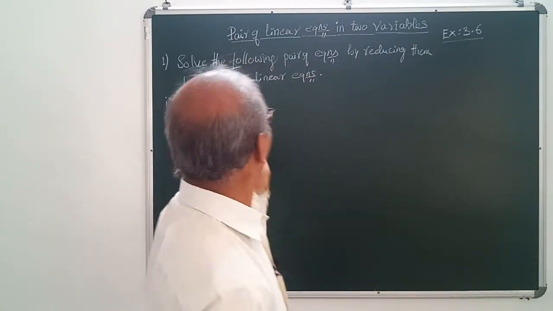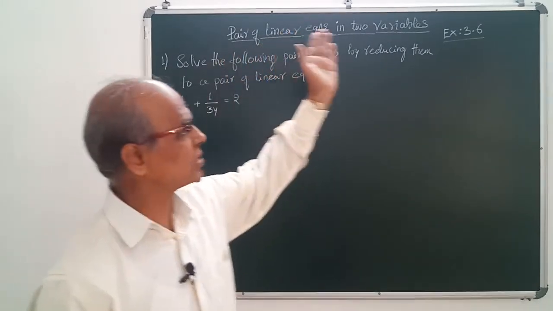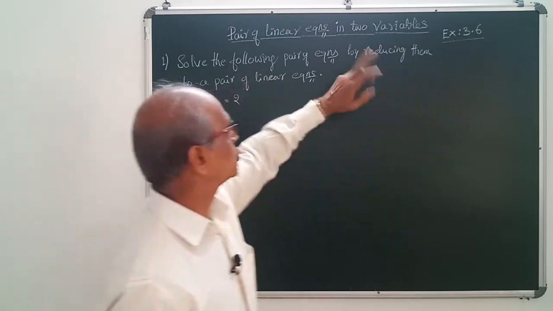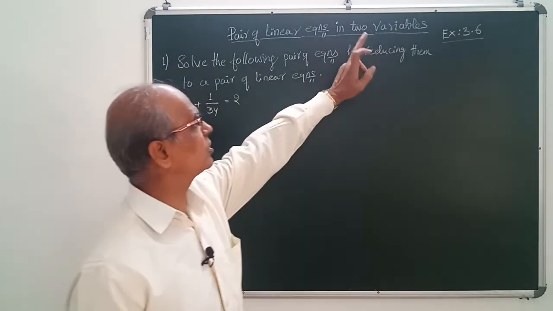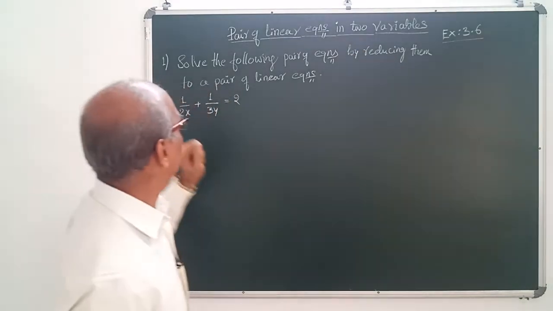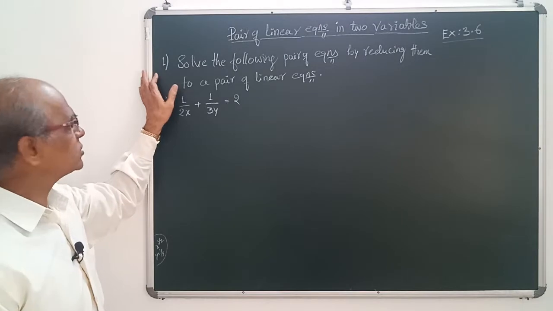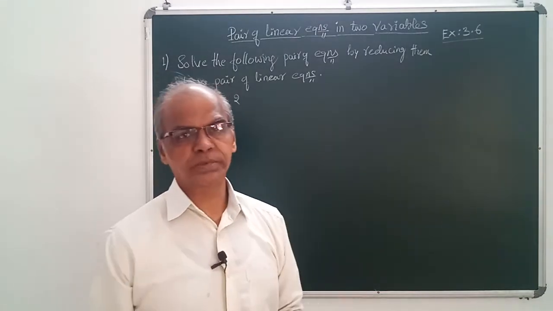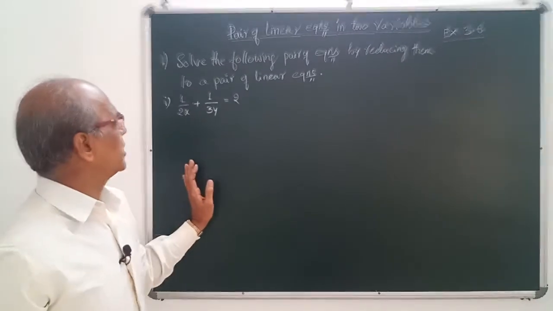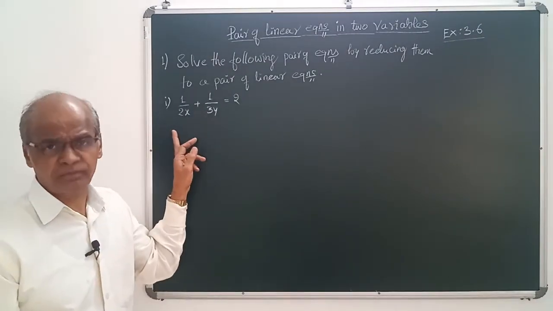You see, this is a continuation. The last exercise 3.5 is excluded, deleted. I have told you already. So exercise 3.6, linear pair of equations in two variables, is continued. This is the last exercise. Out of which this is the first main. The first main consists of 8 sums. All are a little bit similar. However, I am starting with the first one.